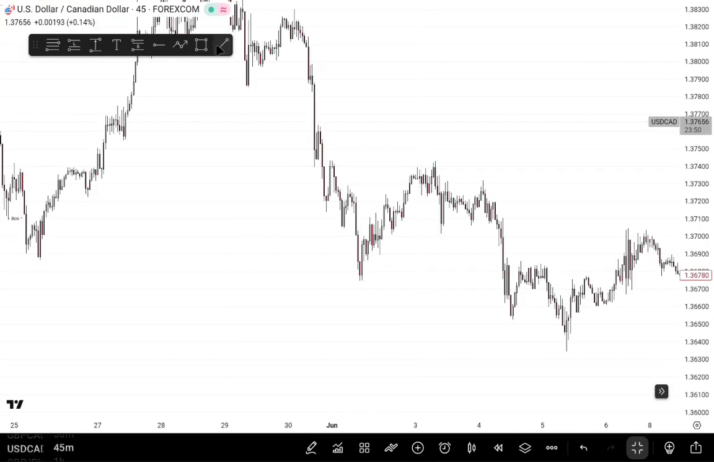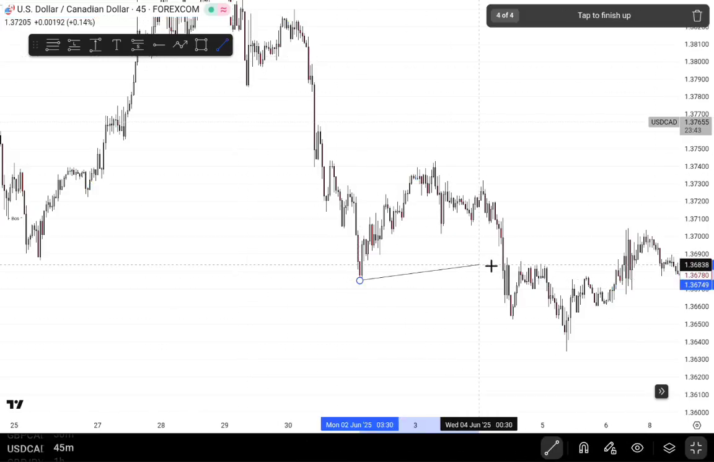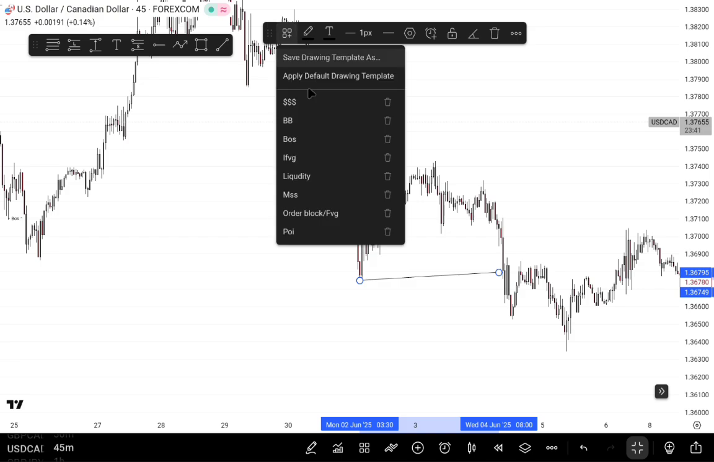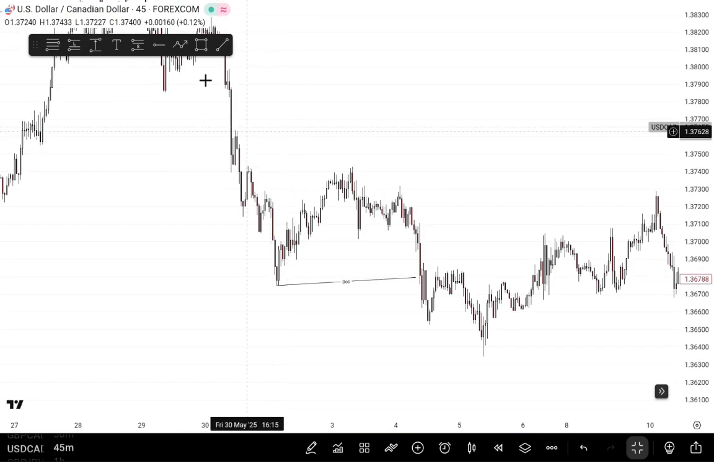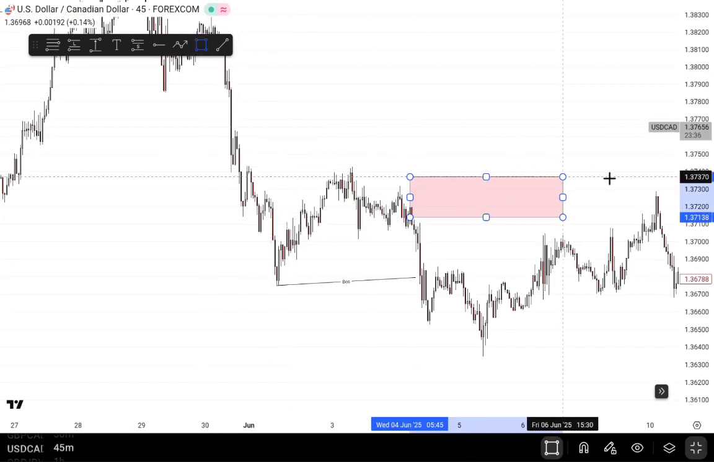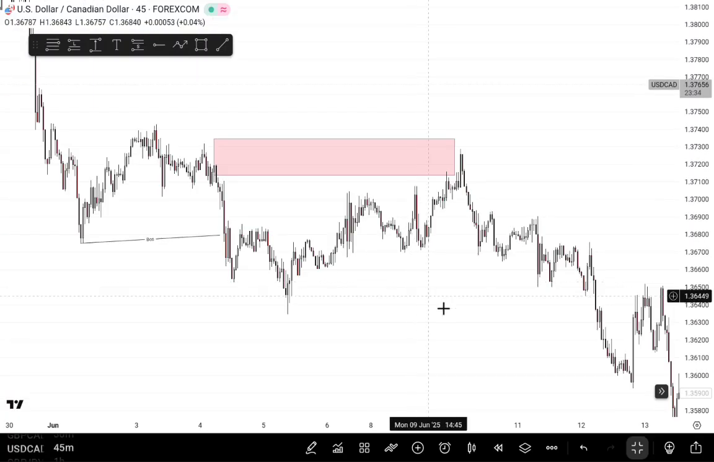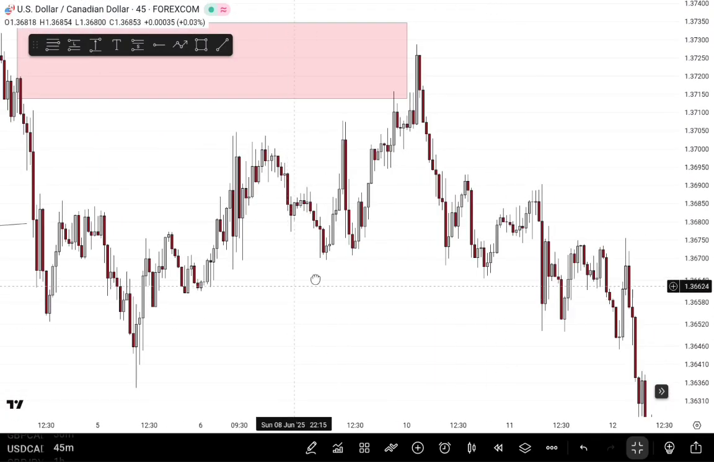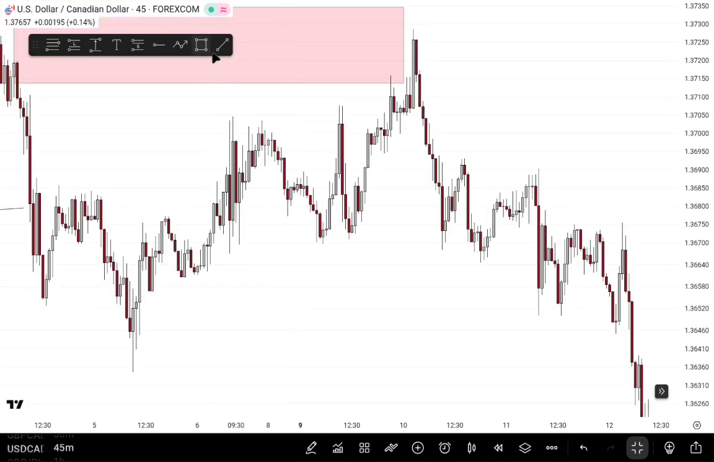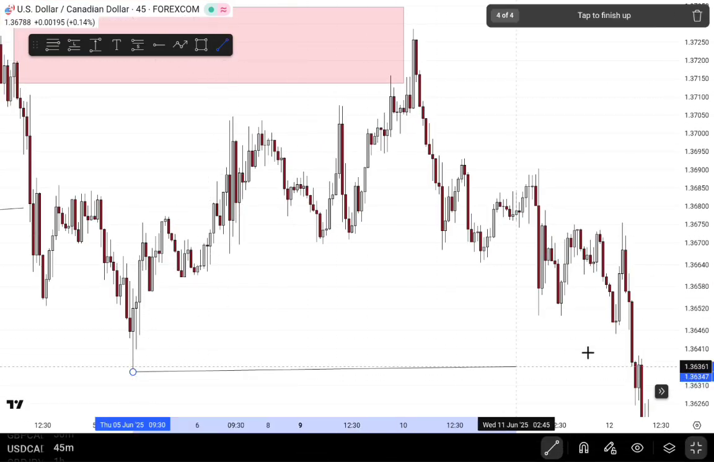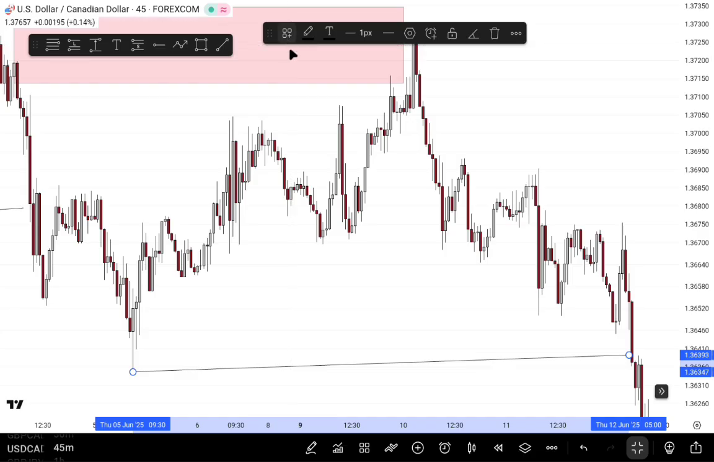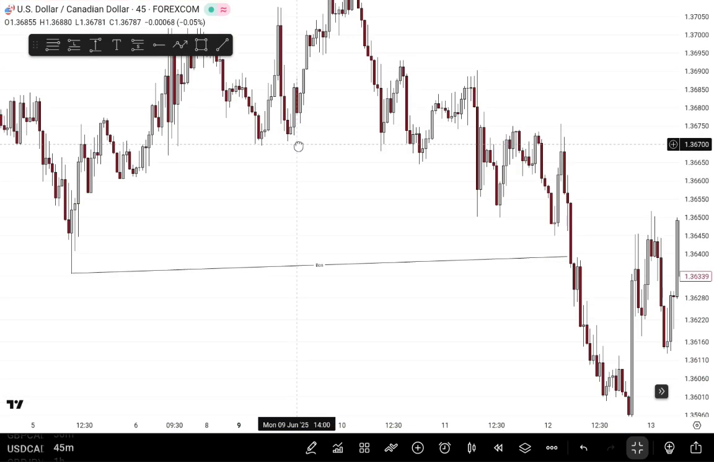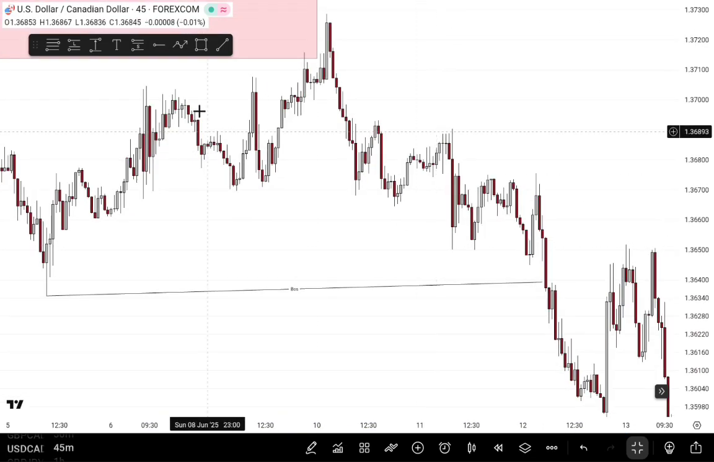We also have another break to the downside at this point. This is a break of structure to the downside. We have the supply zone, which is here. Price do tap in from that supply zone. Alright, so we also have another break to the downside. This is another break of structure to the downside. This is a supply zone.